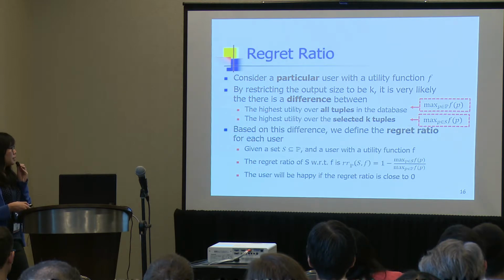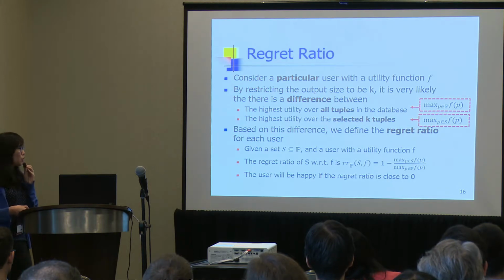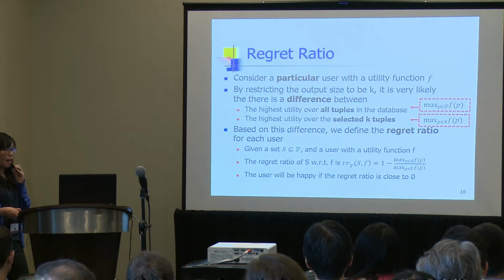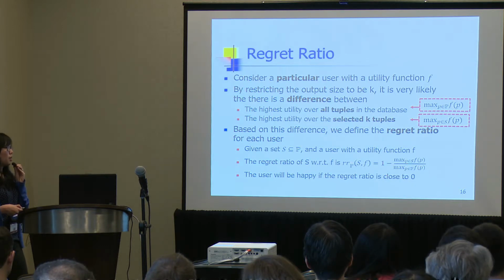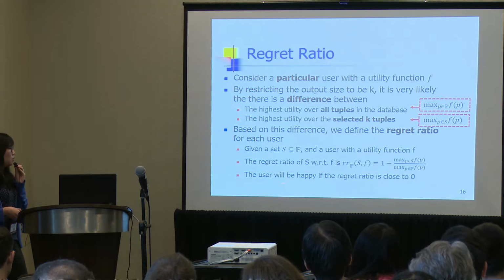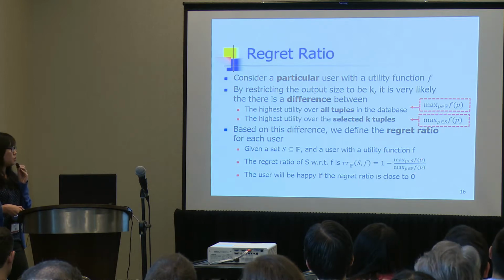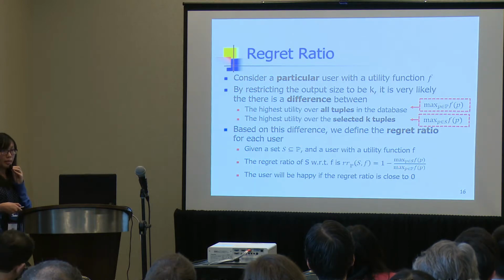Based on this difference, we can define the regret ratio for each user. Given the set S and the utility function f, the regret ratio is simply defined based on the utility ratio between the global maximum utility and the local maximum utility. A user will be happy if the regret ratio is close to 0, which means that the highest utility over the selected k tuples is very close to the highest utility over all tuples in the database.